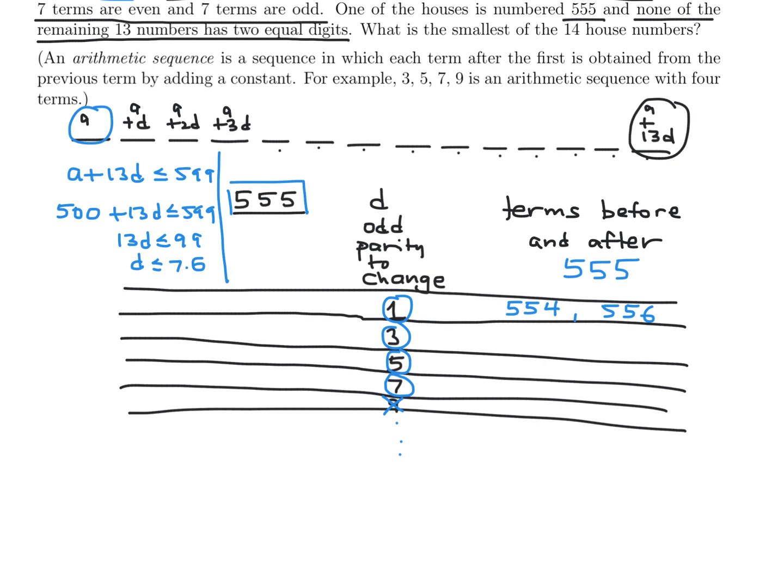Now this fails because of this rule right here that the numbers cannot have two equal digits, and obviously both of these numbers have two equal digits, so that fails. So let's see. Does it pass? Yes or no? And the answer is no, it doesn't pass. Okay, let's do the 3.